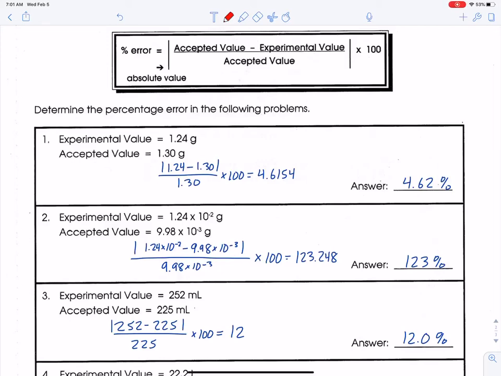For percent error, probably the most important thing to notice is that this is the absolute value. So the accepted value minus the experimental, it really doesn't matter which way you do it, whether it's accepted minus experimental or experimental minus accepted. You have to realize that that is the absolute value, and so no matter what, you're going to put it as a positive number, which a lot of students, like on number 1, if they do 1.24 minus 1.30 like is shown, that would be a negative number.